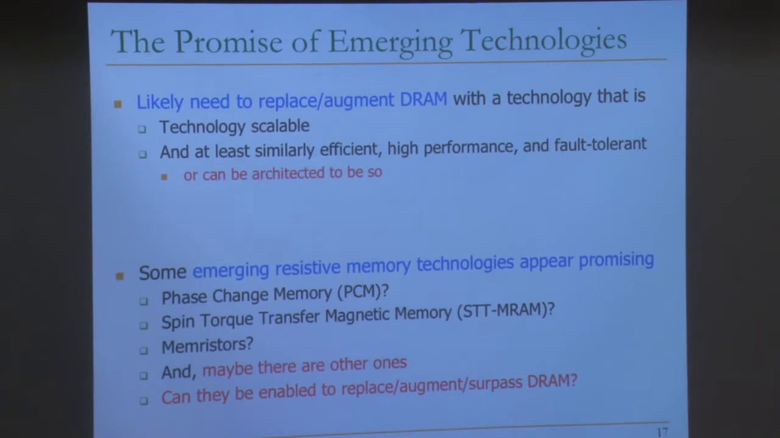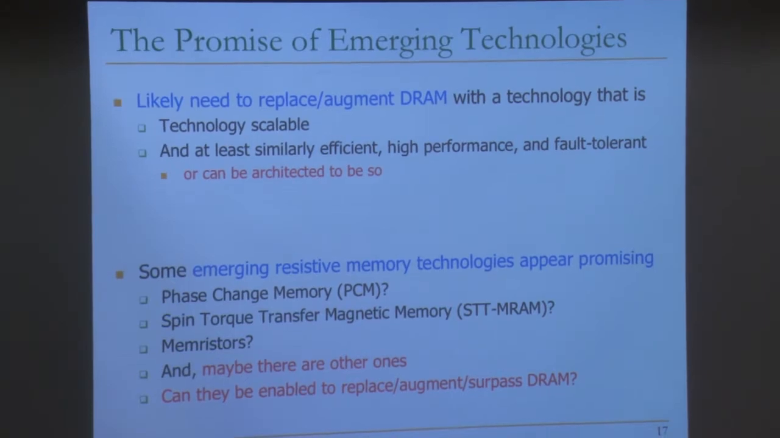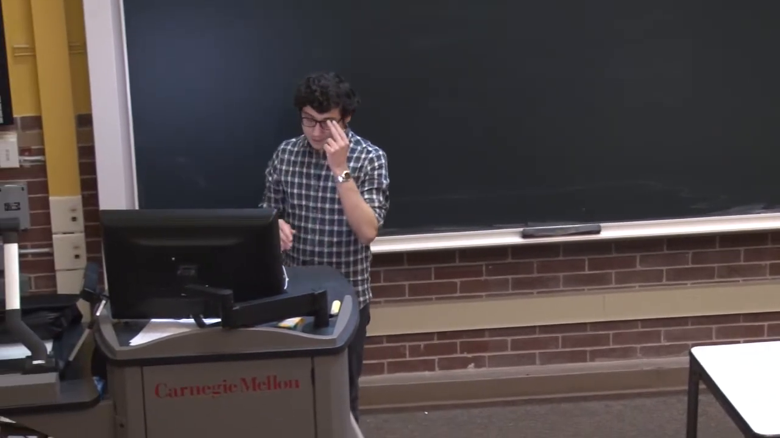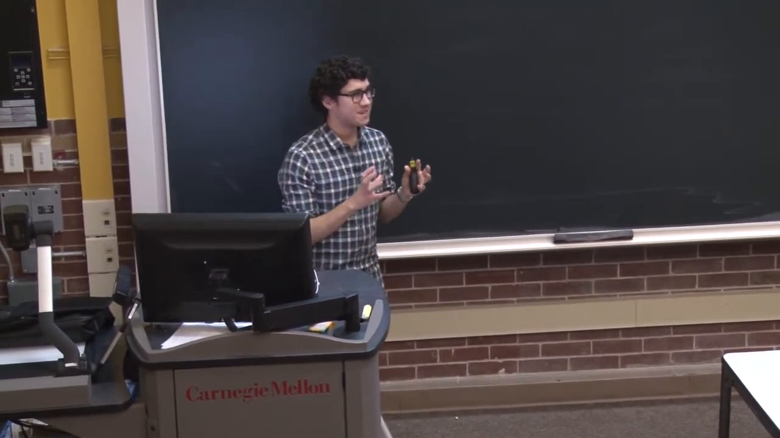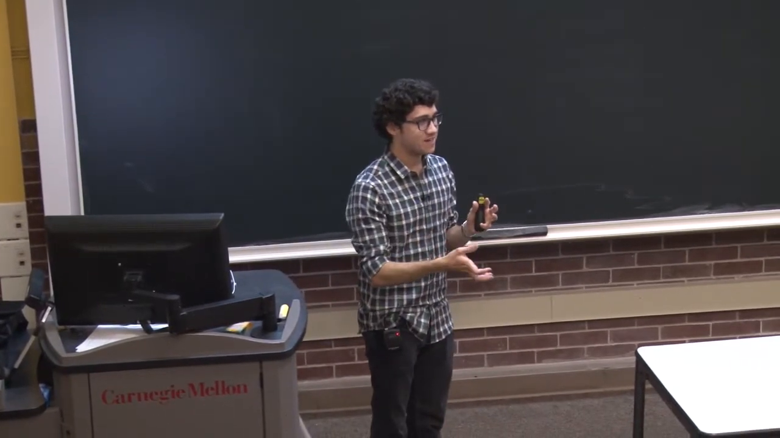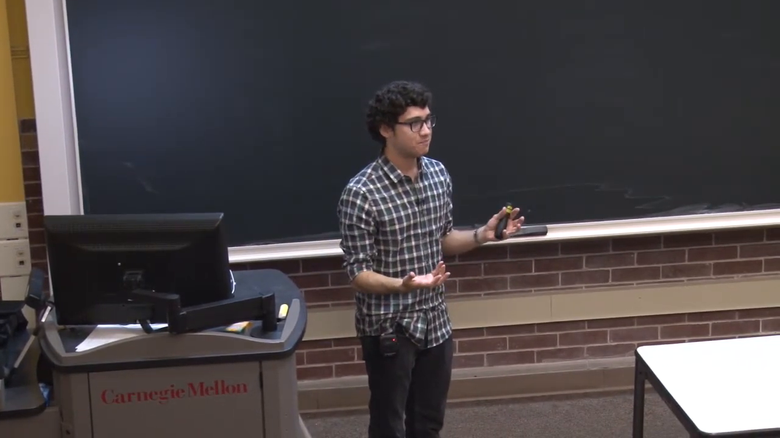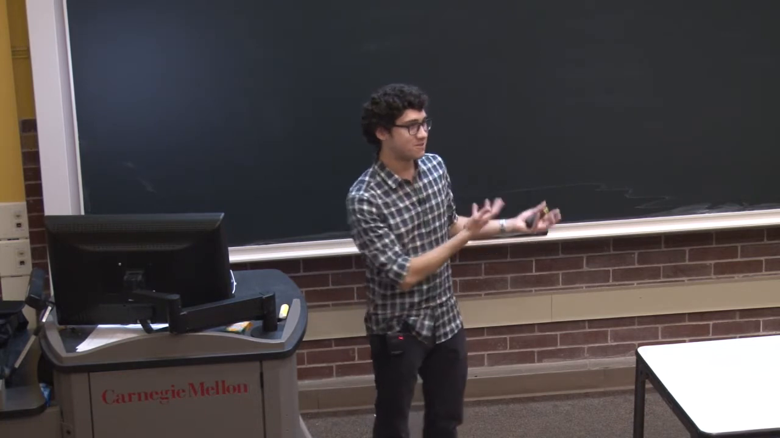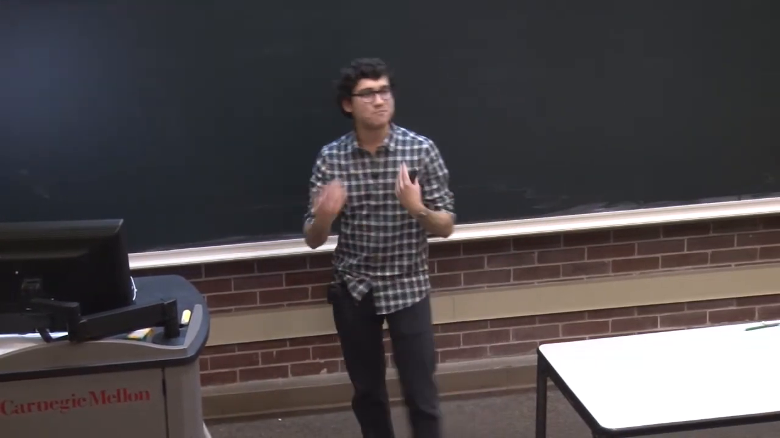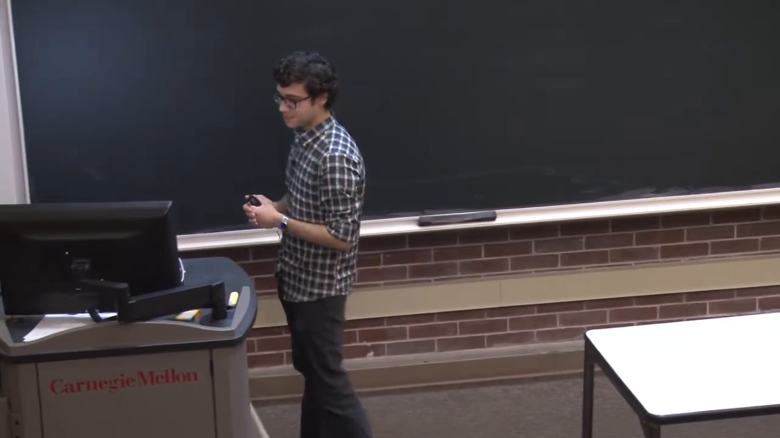And we want to ideally replace it with a technology that's scalable, so we can keep increasing capacity into the future, and also one that's at least similarly efficient. We don't want to make a trade-off for a device that gives us a bunch more capacity, but is really, really slow. If that were the case, we would just use disk or something like that, right? We need something that's comparable to DRAM, or as close as we can get.